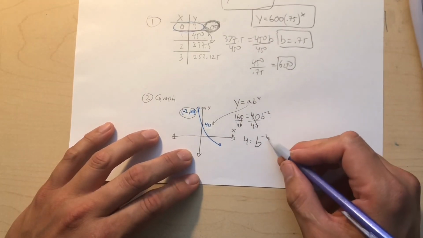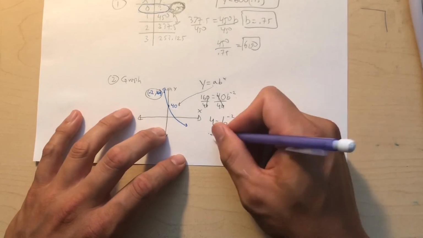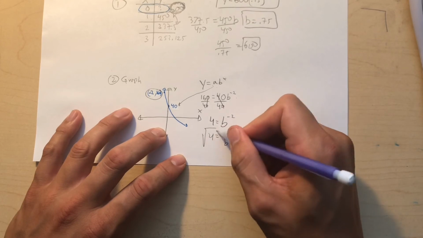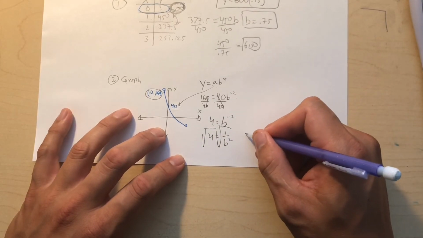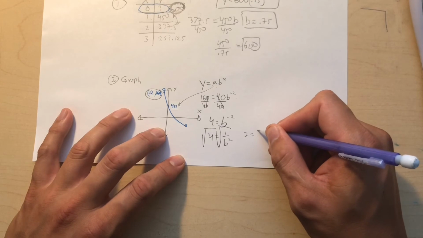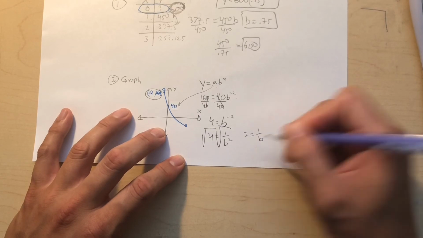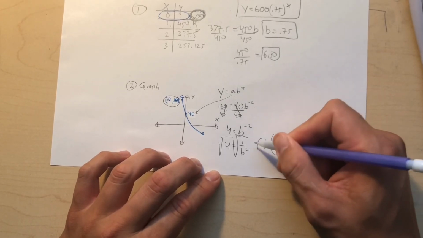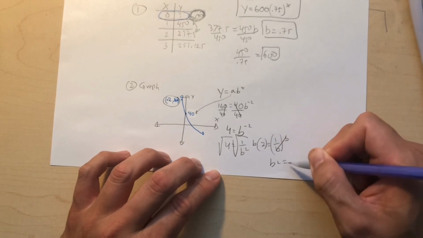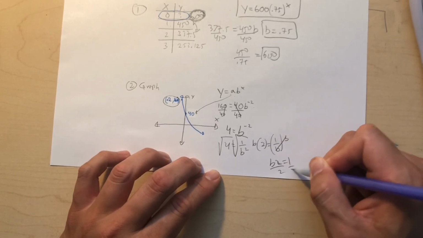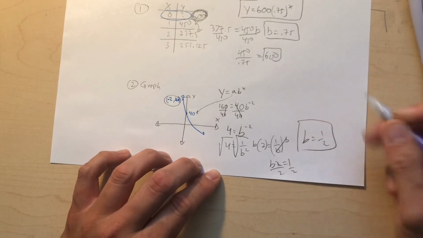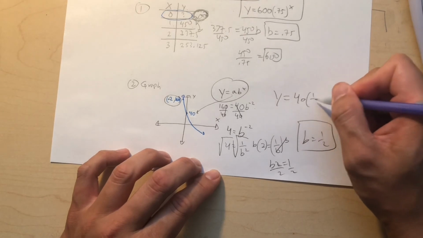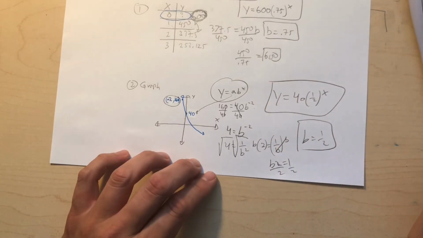What does this one mean? Let me write up here. 4 is equal to, this one here gives me 1 over b to the second. I'm going to square root both sides. That would give me 2 is equal to 1 over b. Then you just have to solve for b. So b times 2 is equal to 1. Divide by 2, I get b is equal to 1/2. Now I'm going to plug it back in here. I get y is equal to, my a is 40, and I know my b is 1/2, and then x. That is your answer.